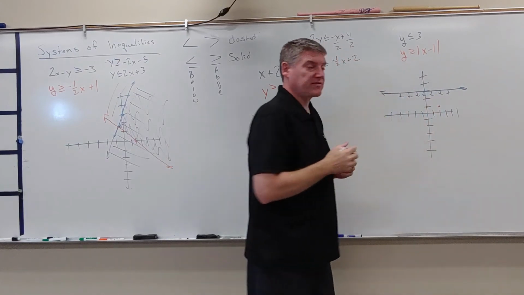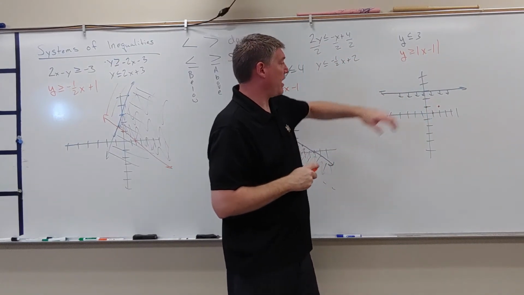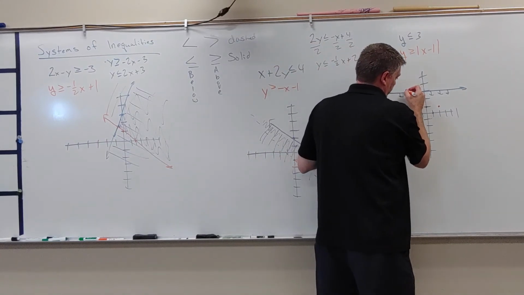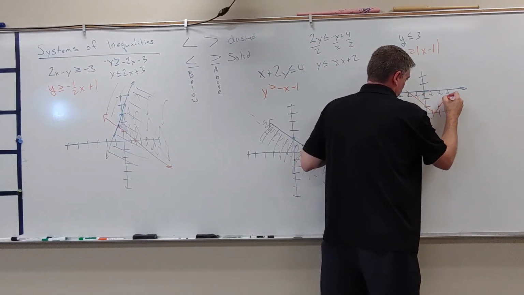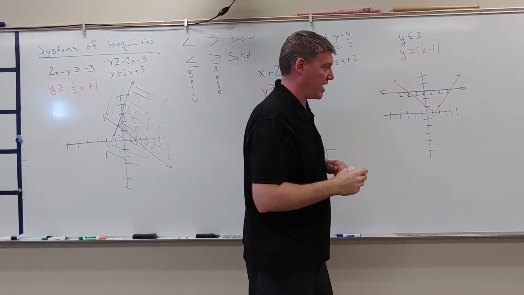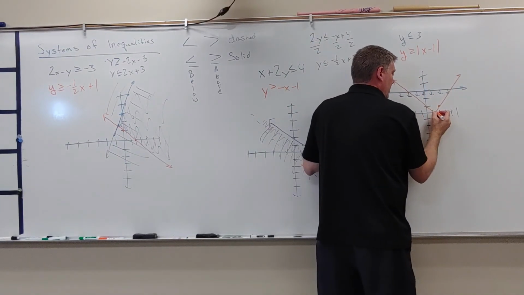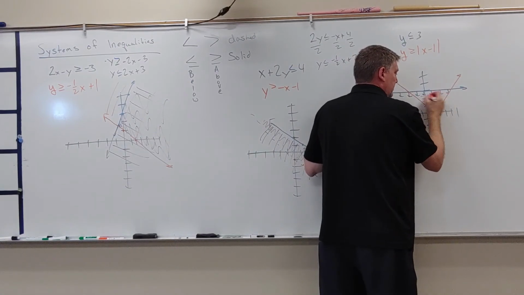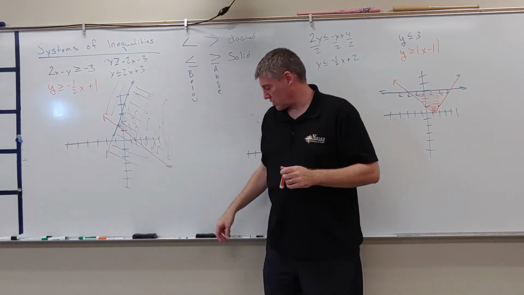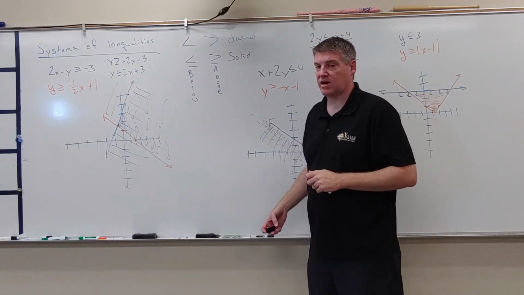Now I have to determine if it's a solid or dashed line. So it's a solid because I see a line. I'm going to come here. There's my graph, and it says greater than. Remember, I have to be less than the other, so I'm this little triangle in there. So that's systems of inequalities.